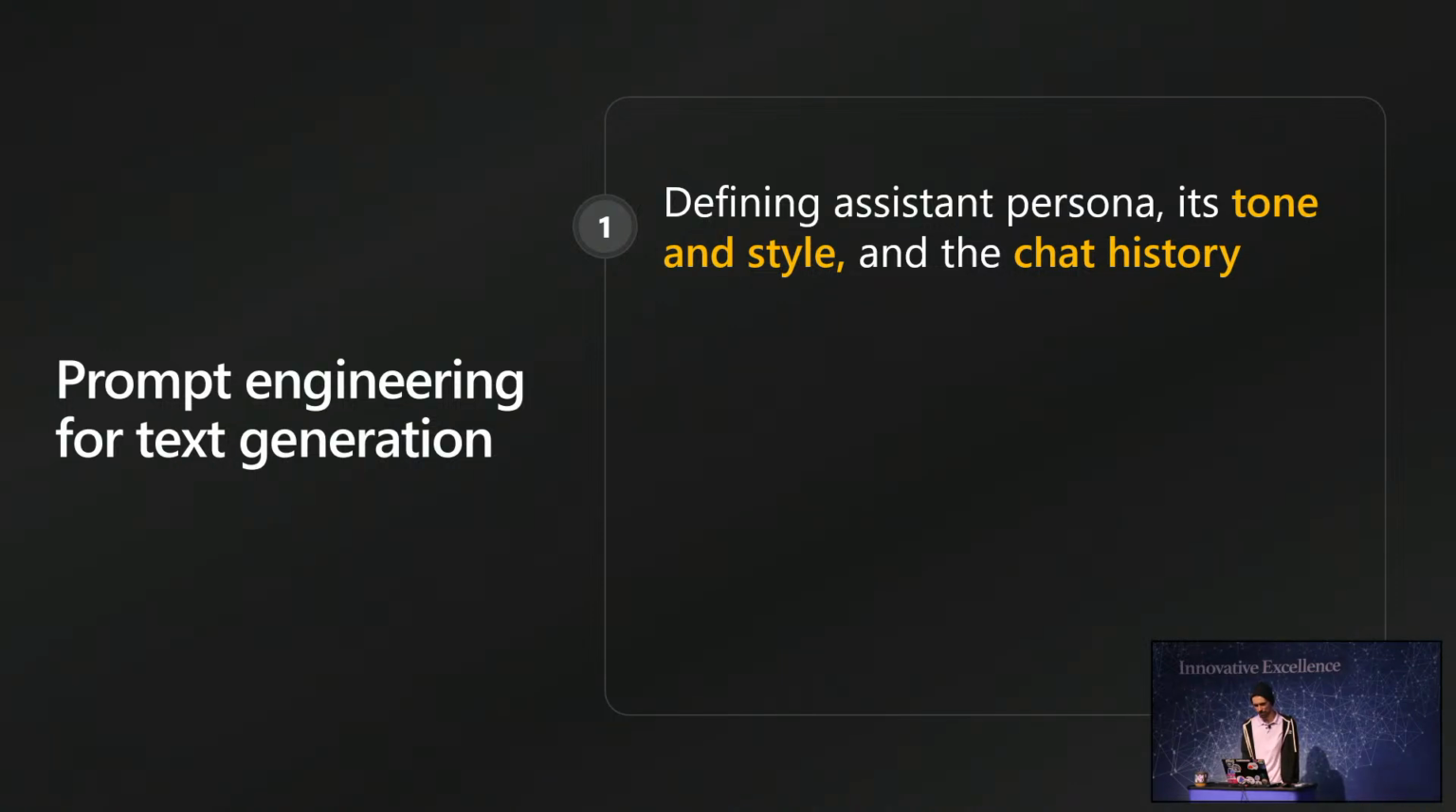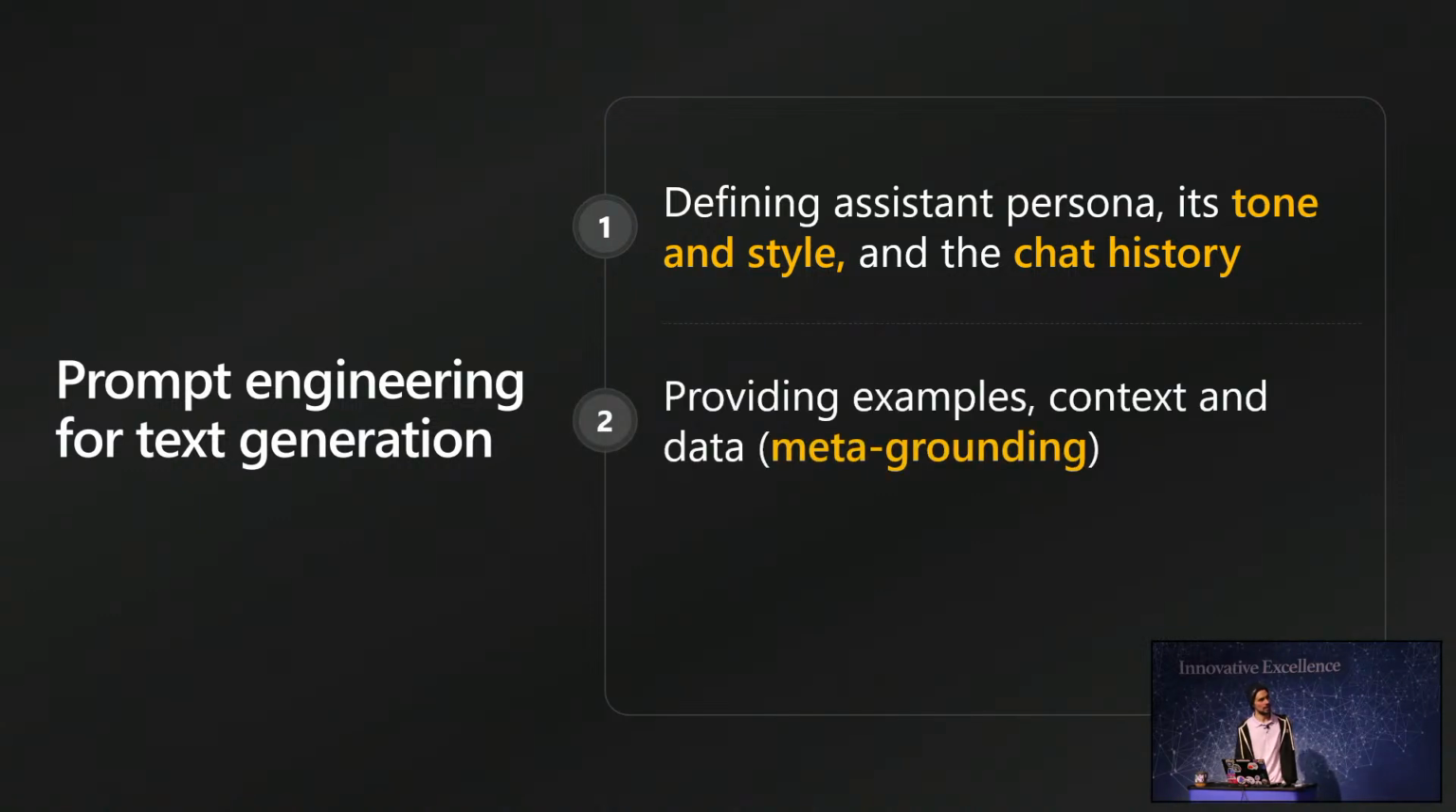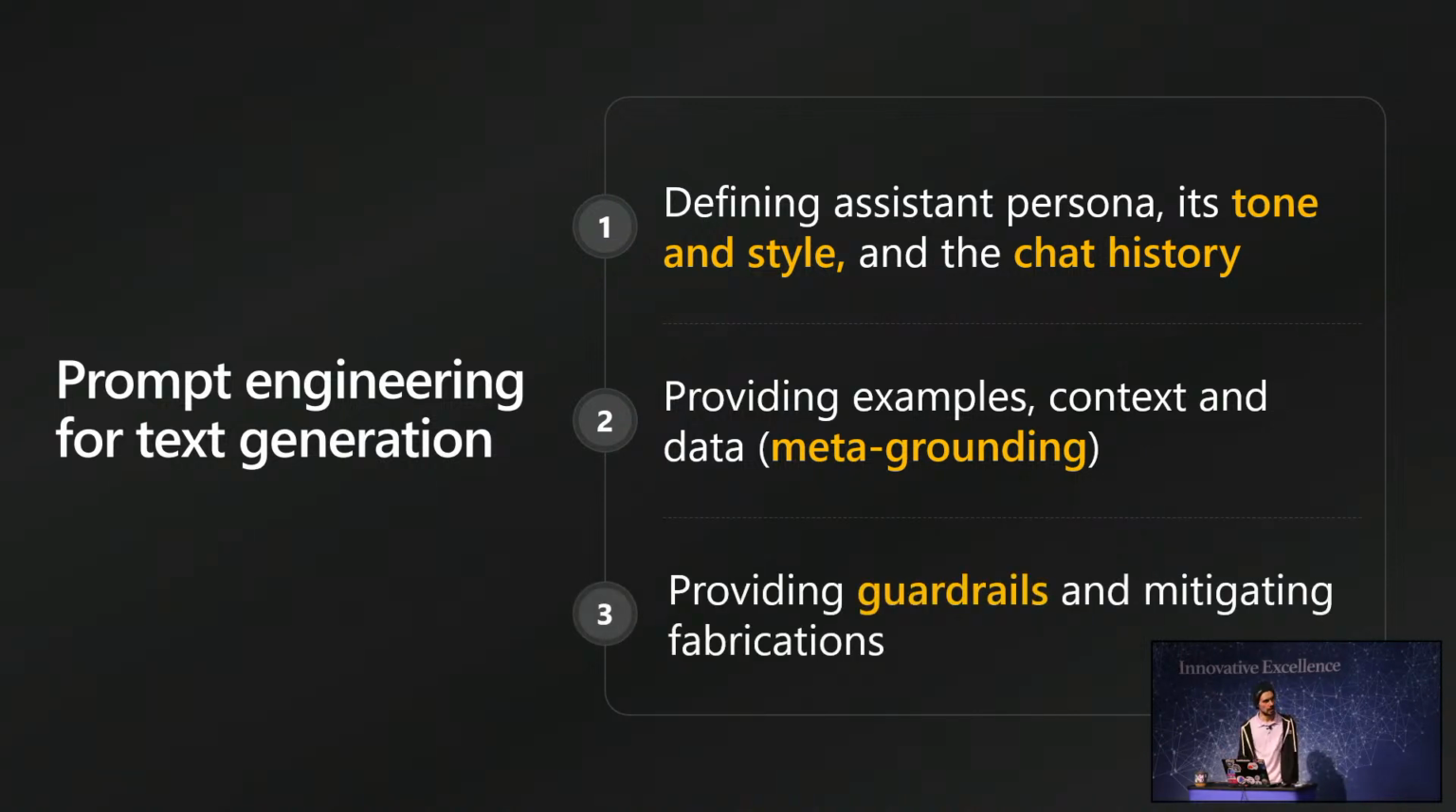Three key approaches to prompt engineering for text generation that you will see in our upcoming demos. We'll see defining an assistant persona, so the tone, style, chat history. Talked about that a little bit earlier before. Providing examples or context data, called meta grounding. And then providing guardrails or mitigating fabrications. So make sure you only use data that is in your relevant information section. Again, we'll dig a little bit deeper into that here in just a moment.